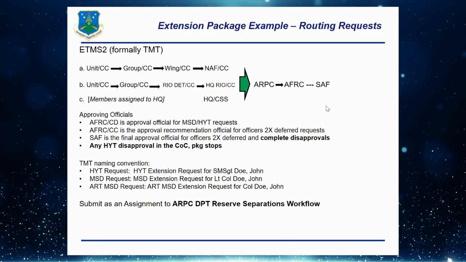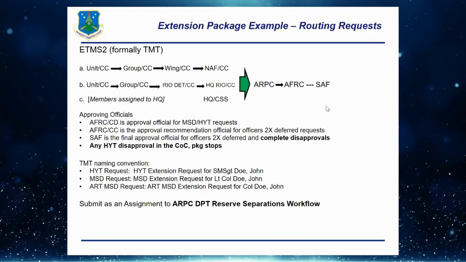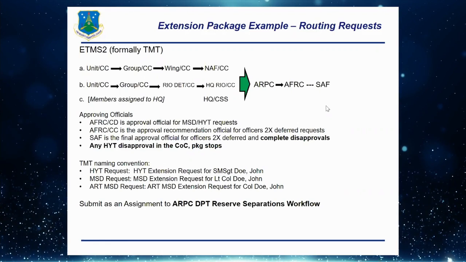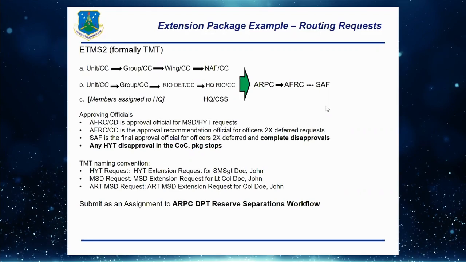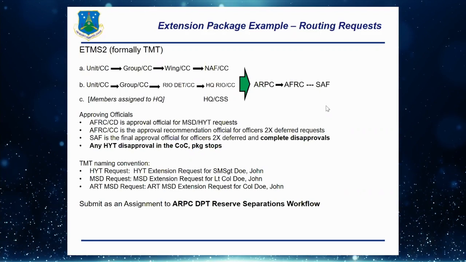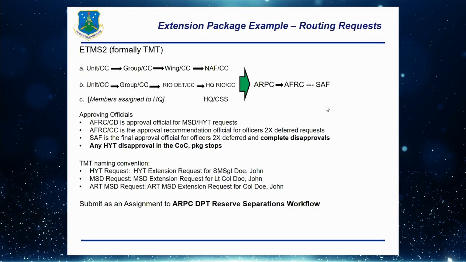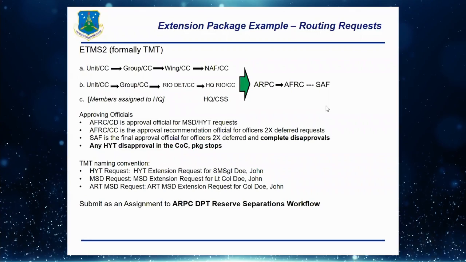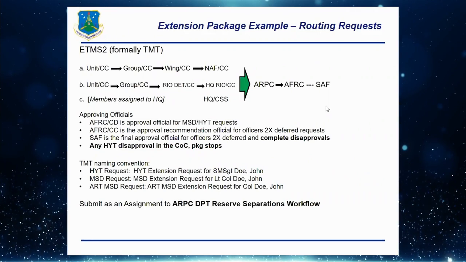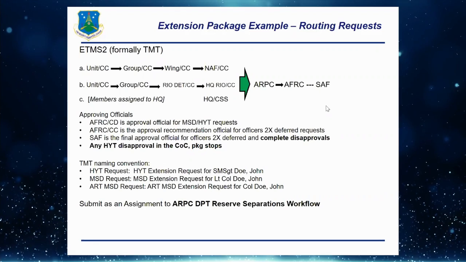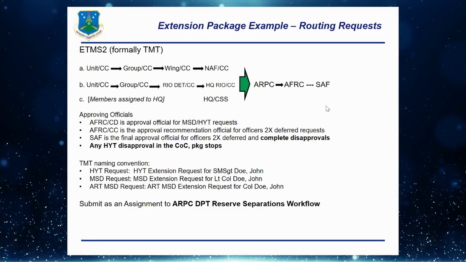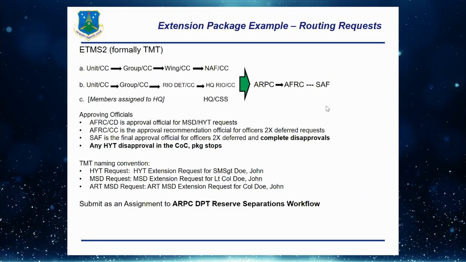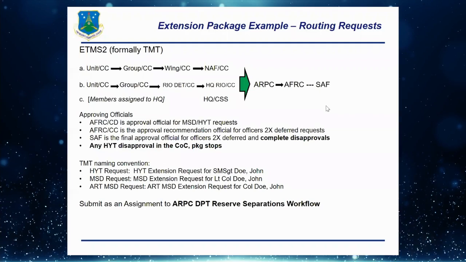And when I say complete disapprovals, we could have a request requesting 3 years, but the AFRIC deputy commander only approves up to 2. That's where it stops, and it does not go to SAF. Another note I want to add is any HYT request can be disapproved at any point in the chain of command. The package stops.